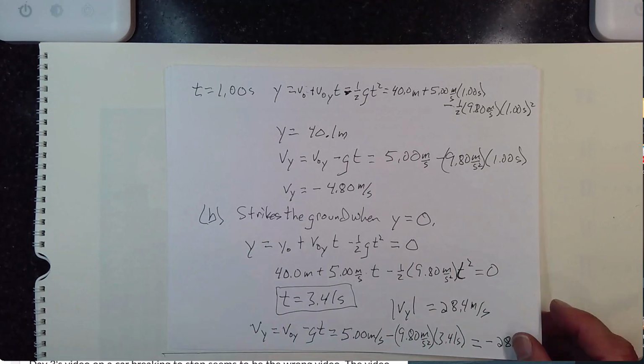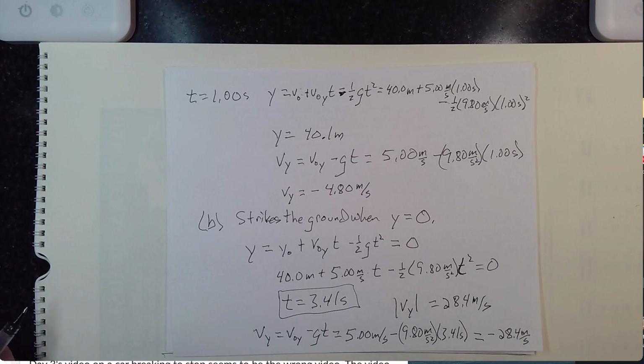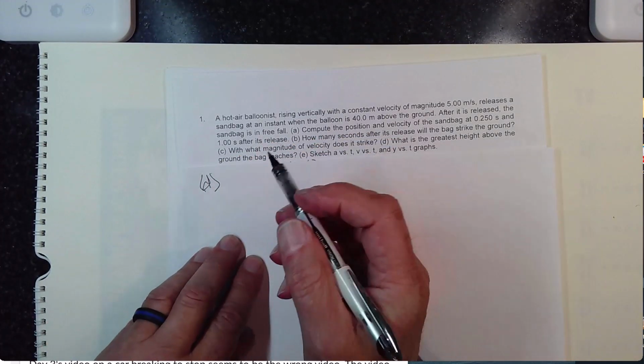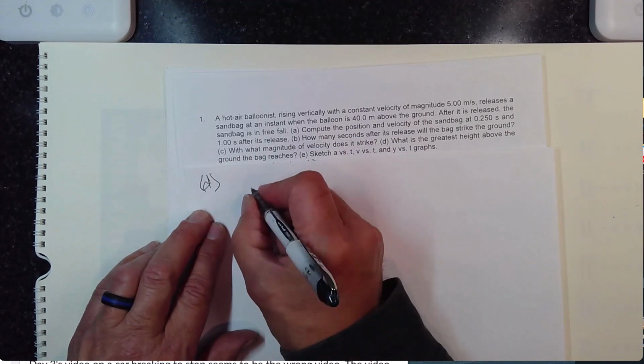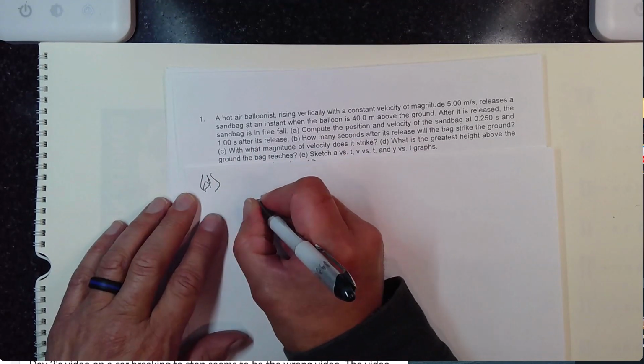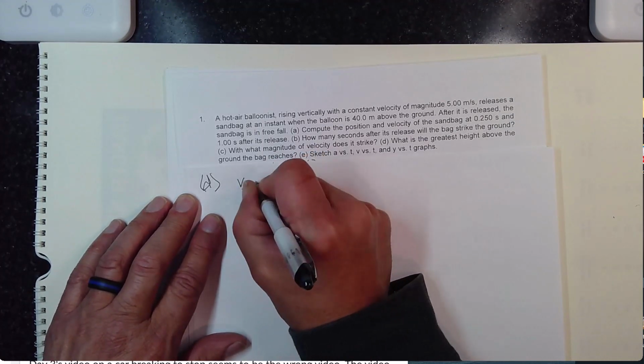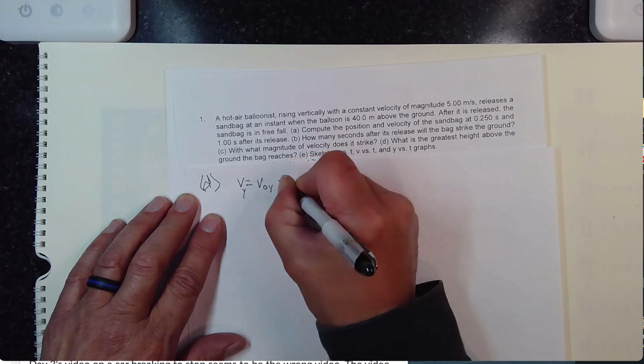Part D on this asks, put it back in front of you. Part D asks, what is the greatest height above the ground the bag reaches? Okay, well, in order to know that, I need to know how long it continues to rise. Here's something you can do with free fall problems. You can figure out what its high point is if you do this. Here's what we have. V sub y will equal V naught y minus gt.